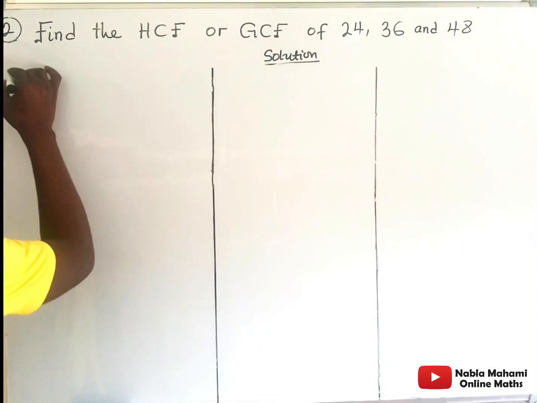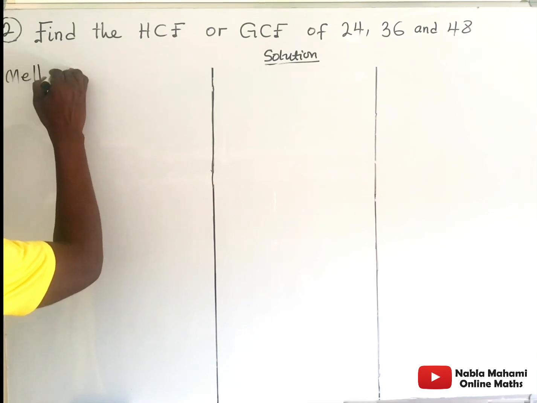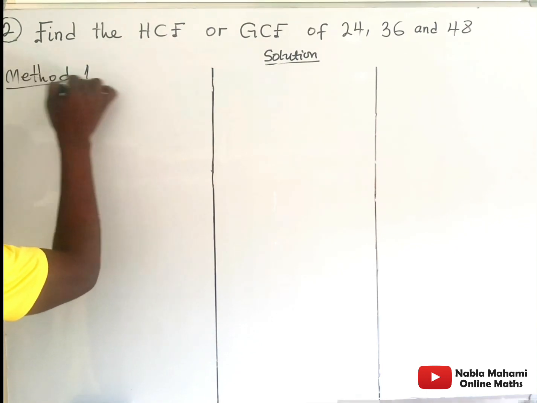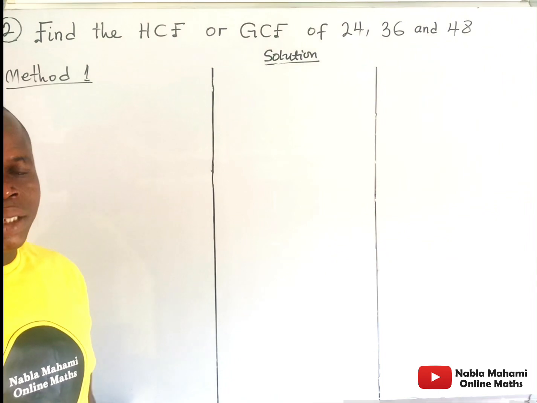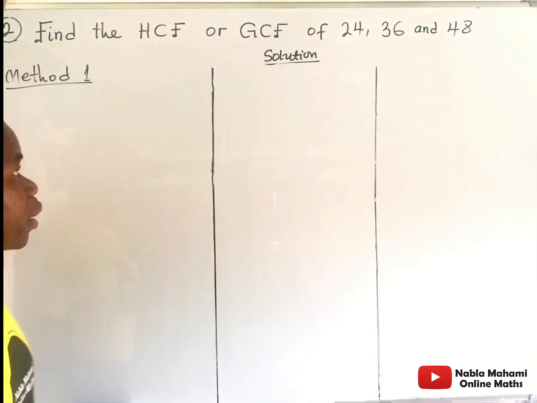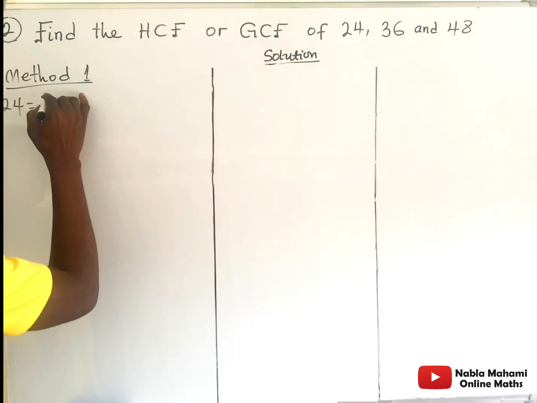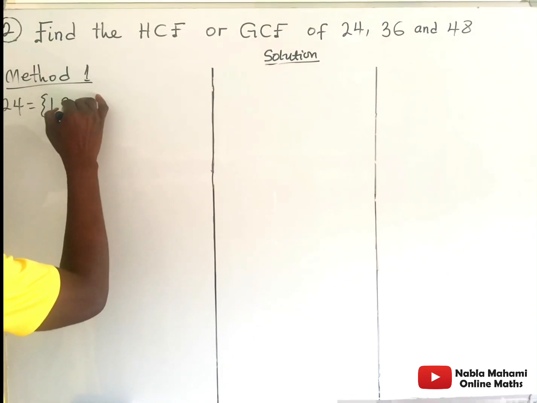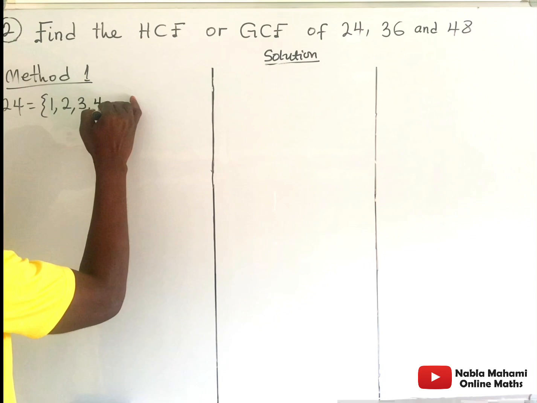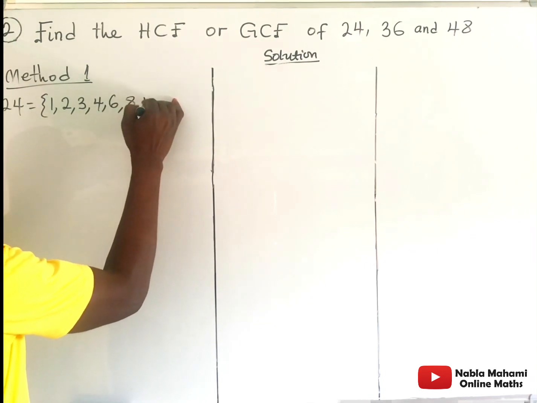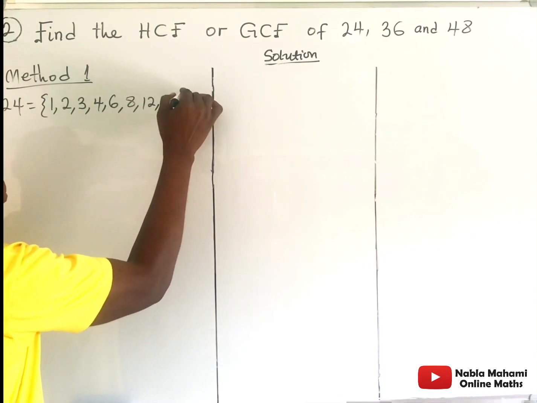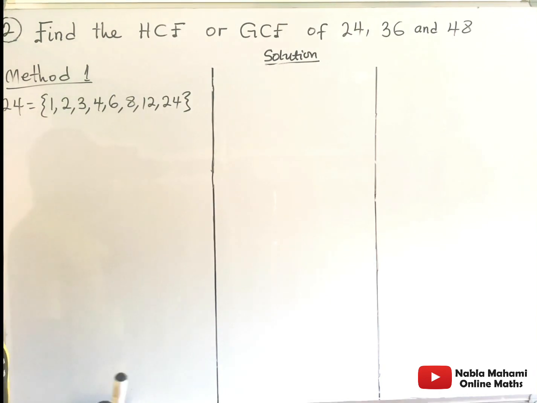We are going to find their highest common factor. To use method 1, you take each of these numbers and find their factors and put them in curly brackets. So I will take 24 and find the factors of 24. We have 1, 2, 3, 4, 6, 8, 12, 24. So these are the factors of 24.